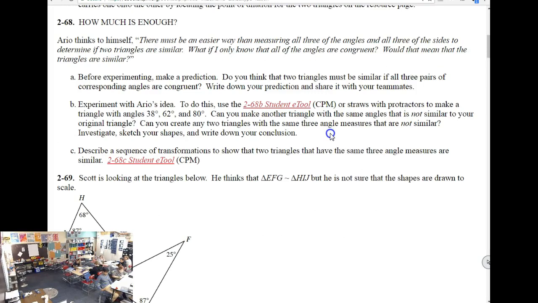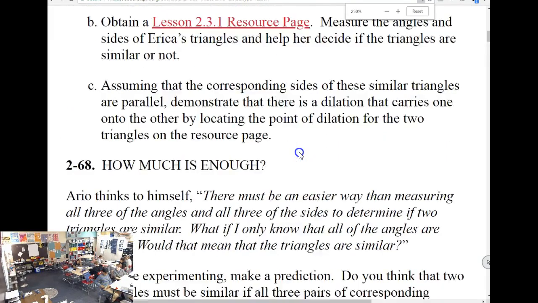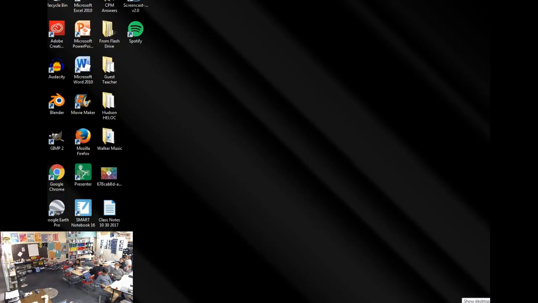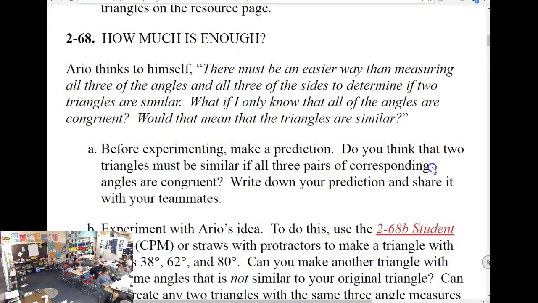So, anyone feel like reading? Alright, work along with me, please, or read along with me. Ario thinks to himself, there's gotta be an easier way, like measuring all the sides and measuring all the angles. This is really annoying for determining if two triangles are similar. So what if I only know that all of the angles are congruent? That's all you've got. Would that mean the triangles are similar, and why?